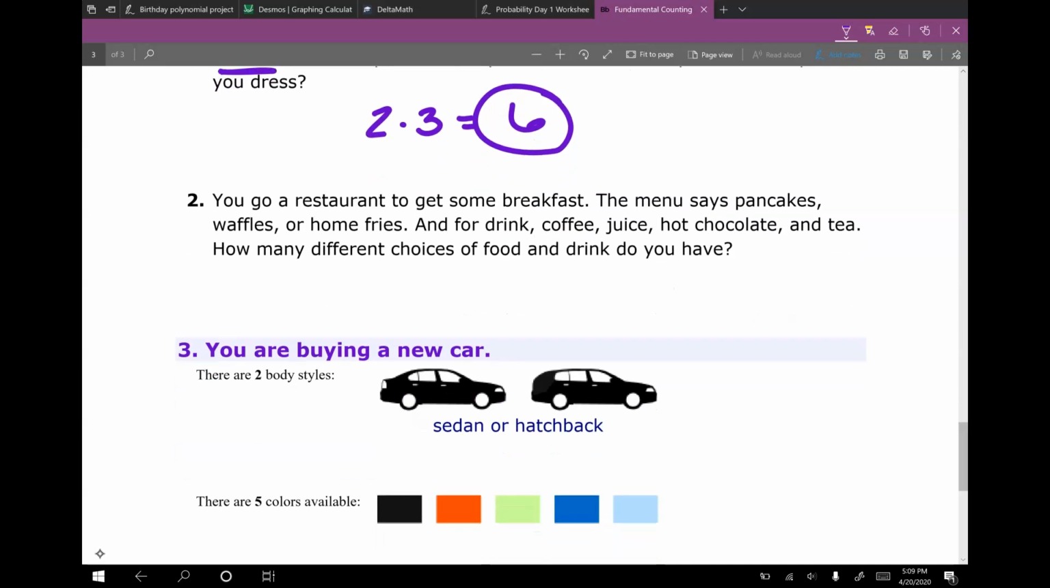Alright, number 2, you go to a restaurant, get some breakfast. The menu says pancakes, waffles, or home fries. So in this category, there are 3 elements. The next category talks about your drink. Now, drinks not included. Your options are coffee, juice, hot chocolate, and tea. So that's 1, 2, 3, 4. And how many choices of food and drink do you have? Well, 3 times 4 would be 12.